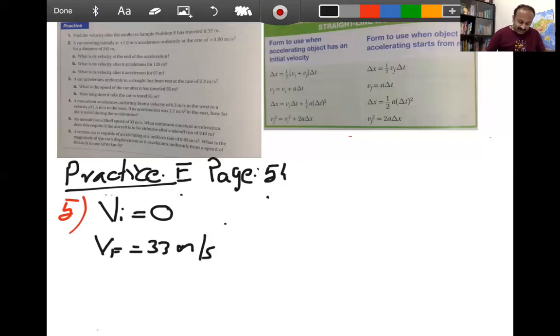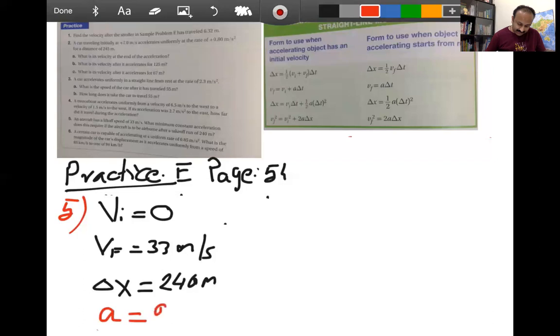Okay, so that distance delta x, the distance traveled during this time, is how much? Delta x is 240 meters. And they're asking, for this to occur, what minimum constant acceleration does this require? So you're looking for the acceleration of the aircraft. It's a very simple, direct question.